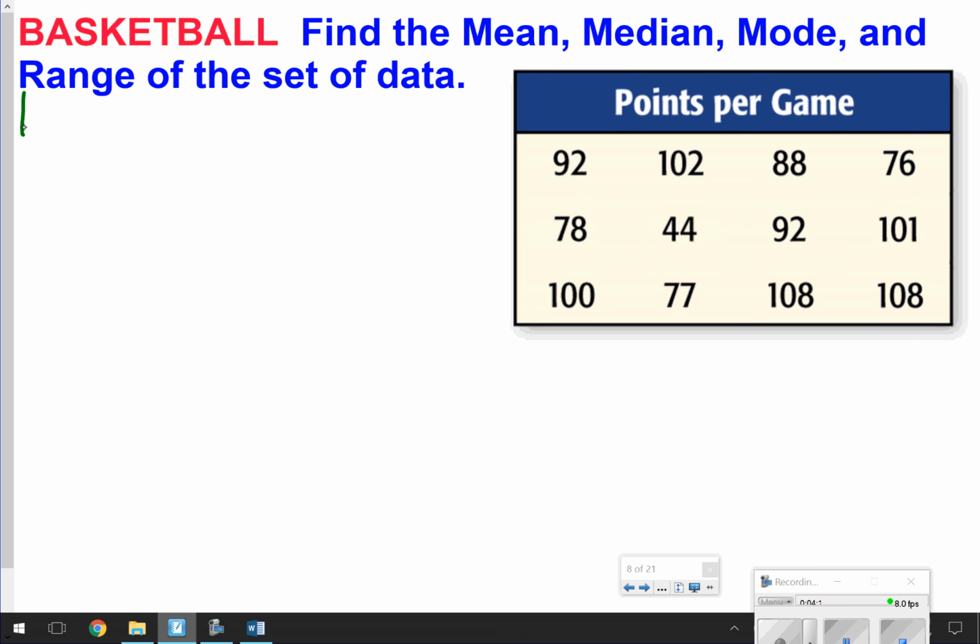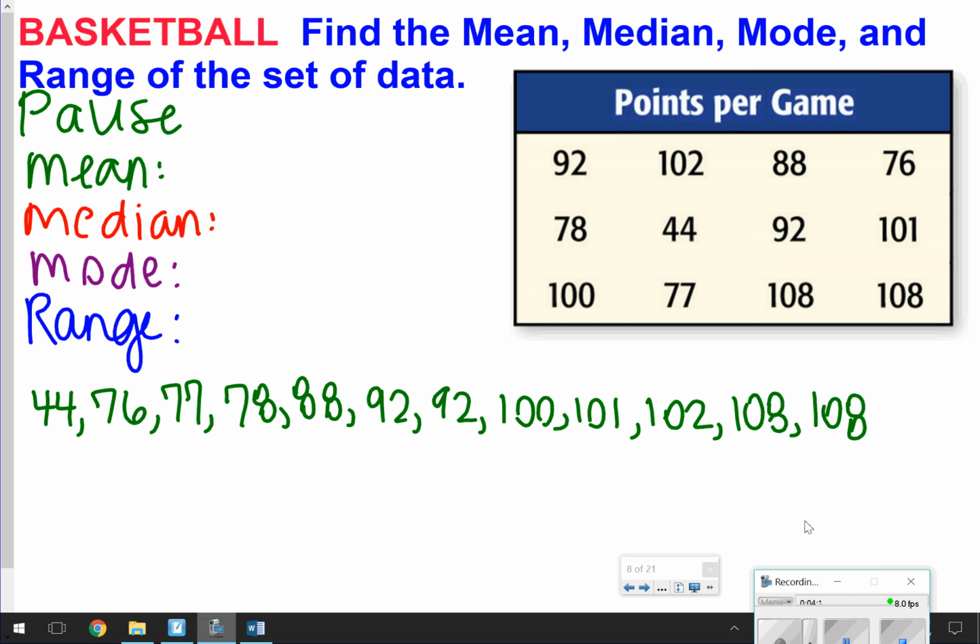Why don't you go ahead and pause the video to see if you can find mean, median, mode, and range. Alright, so I've already gotten all of my mean, median, mode, and range written, and I've also written all of the numbers in least to greatest order. To find the mean, remember I have to add up all of these numbers. It probably took you a little bit of time here, but once you add it up from 44 all the way to 108, you should get 1,066.